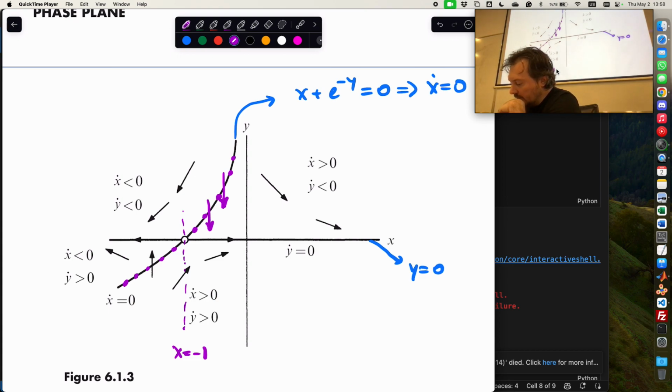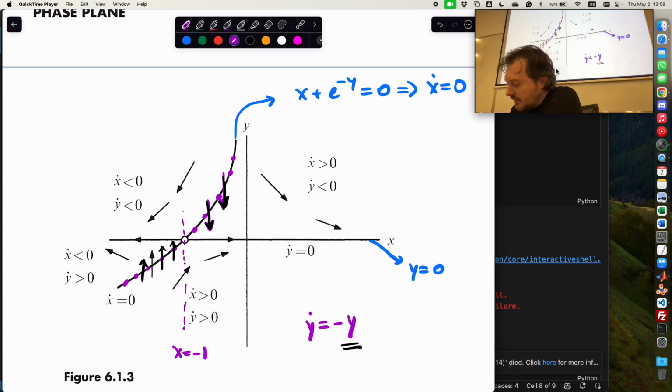So it's still 0, so y dot must be 0 again. Let me remind you, y dot was minus y, right? If I'm at the right, actually it depends whether I'm on the top or at the bottom of the y-axis. If I'm at the top of the y-axis, minus y, so I point down. If I'm at the bottom, minus y is positive, so I'm pointing up. Is it making sense to you? Yeah. Yes? Good.